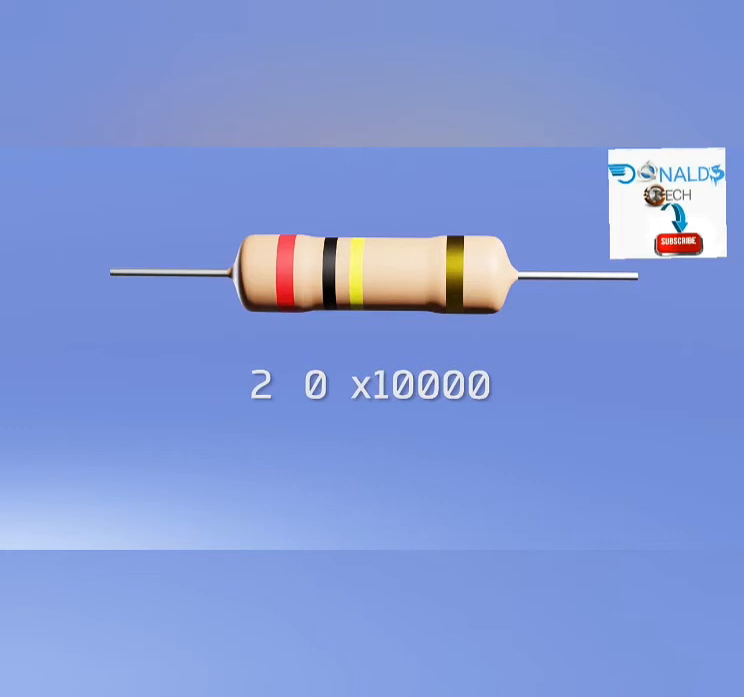0 per 10,000 gives us 200,000 ohms, or 200 kΩ. And the last band that is left corresponds to the tolerance of this value. As we saw earlier, a lot of precision is required to generate an exact value. In this case, gold means that the tolerance of the value is plus minus 5% of the defined value.